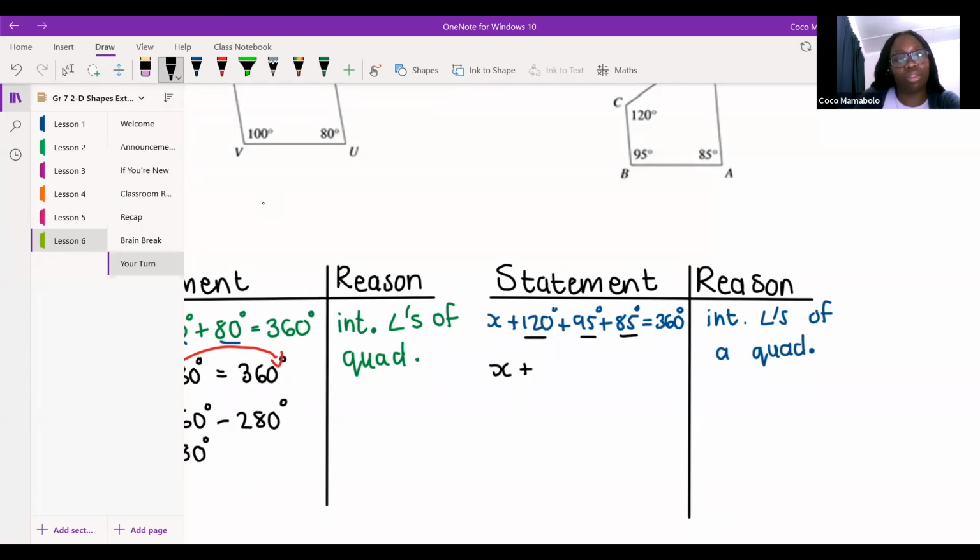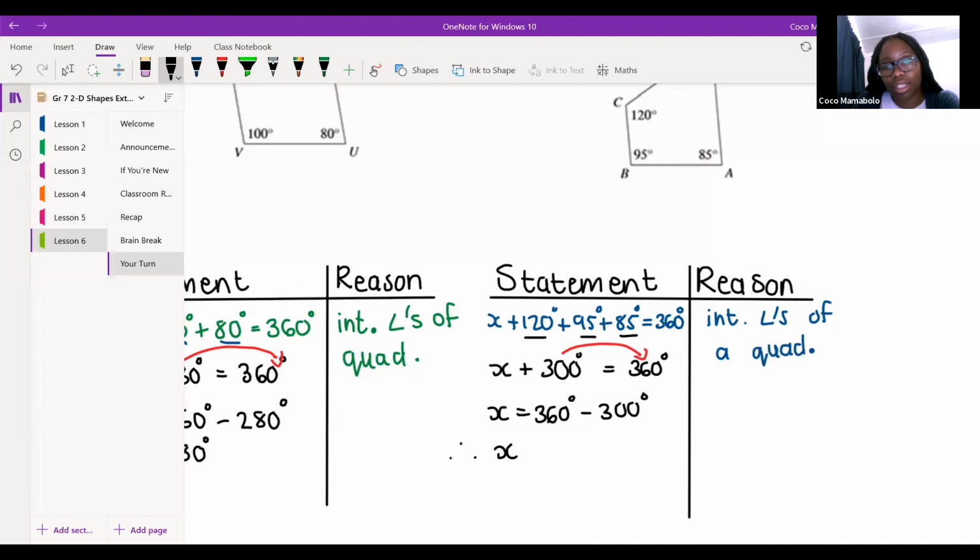Okay, it's 300 degrees. So x plus 300 degrees is equal to 360 degrees. I'm going to take my plus 300 degrees over the equal sign, and we're going to go minus 300 degrees. So x is equal to 360 degrees minus 300 degrees. And then, don't forget, here's my 1, 2, 3. Therefore, x is equal to, well done, Keisha and Wisdom.